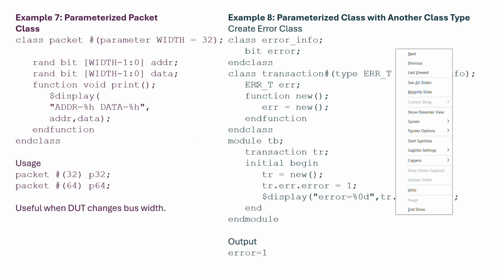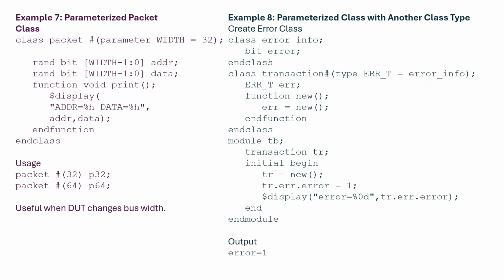See, error transaction class, error info I have considered. Another class I have considered here with type. Some error info I am considering, because this is a parameterized class with another class type. Whatever class I am using here is error info. In that, bit error is there. That class I am utilizing here as a data type. Type error t is equal to error info. Error info is my class name.